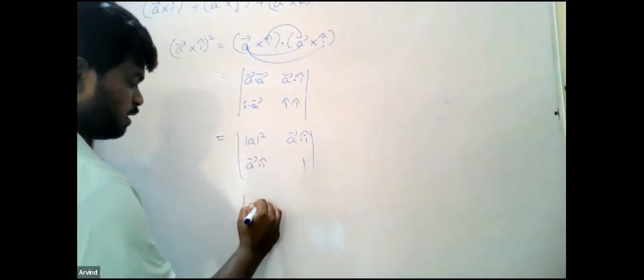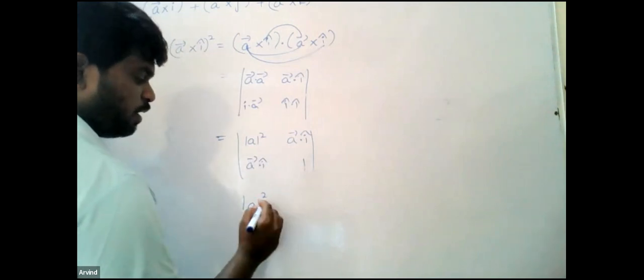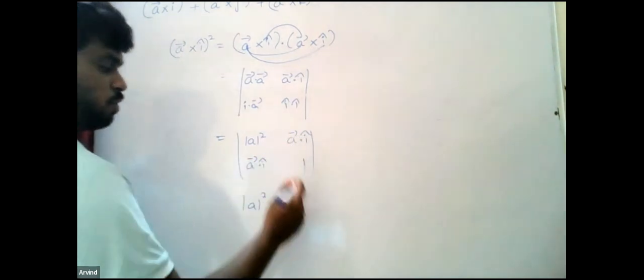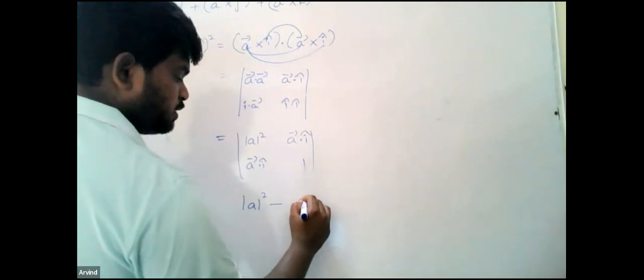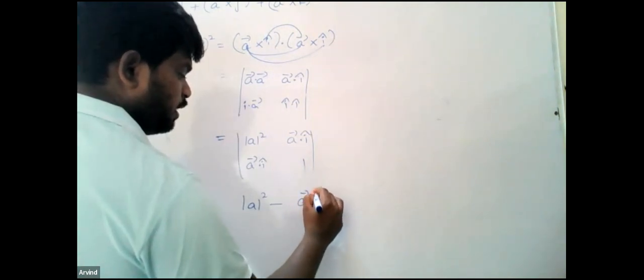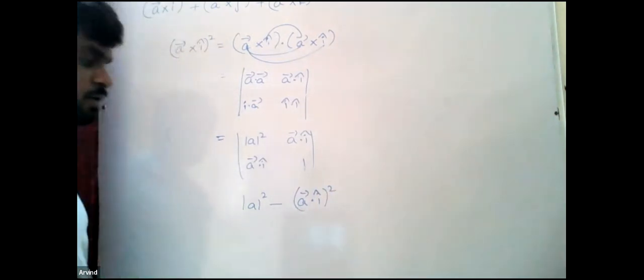Now let's take the determinant of it. So the modulus of a square into 1 is a square, mod a square into 1 is 1. Same thing, this into this, the whole square. So minus a cap dot i cap, the whole square. This is for the first one, which I have done.